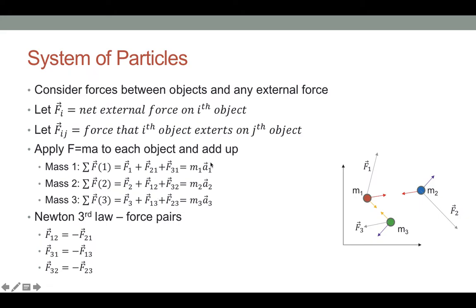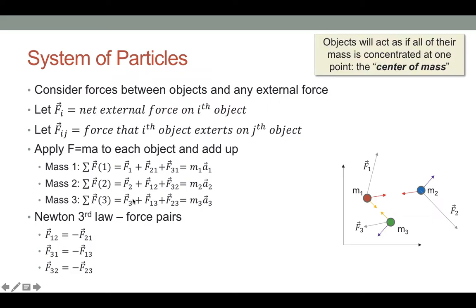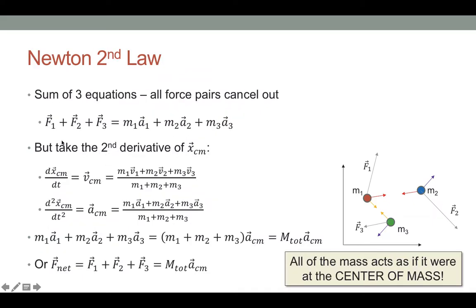So then what we're going to do is add all of these equations up. When we do that, all of these internal pairs are going to cancel out, and the only thing that's going to remain on this side of the equation is just the sum of the three external forces. So when we add them all up, we will have that the sum of the three forces will equal the sum of the masses times the respective accelerations.